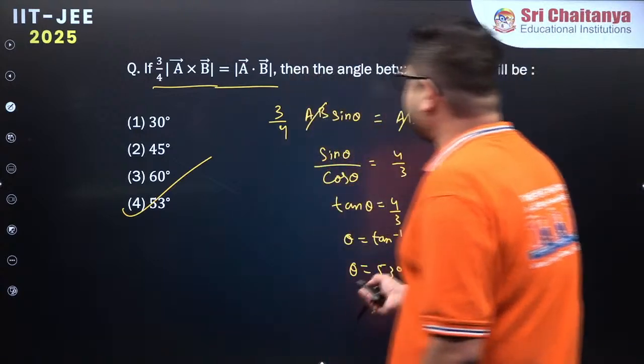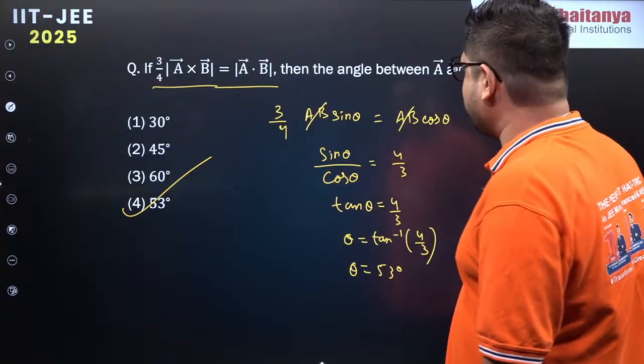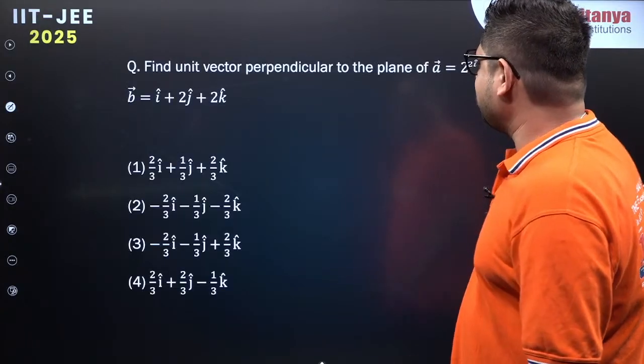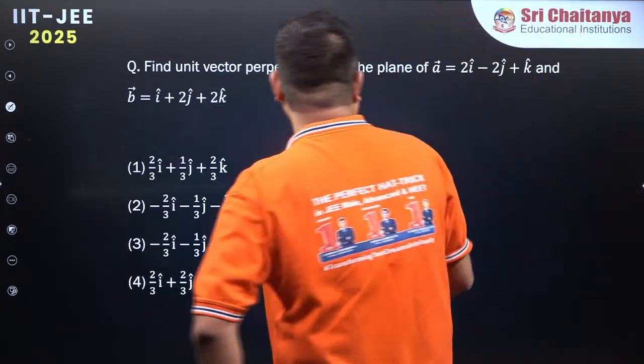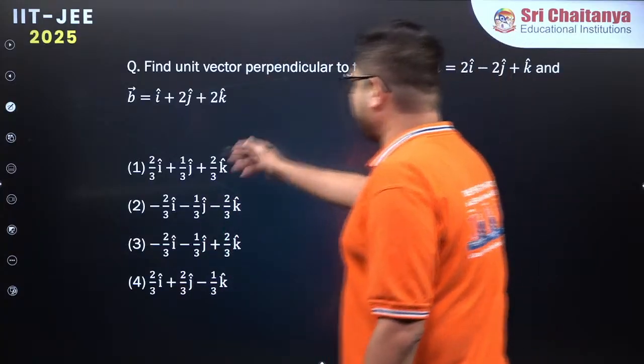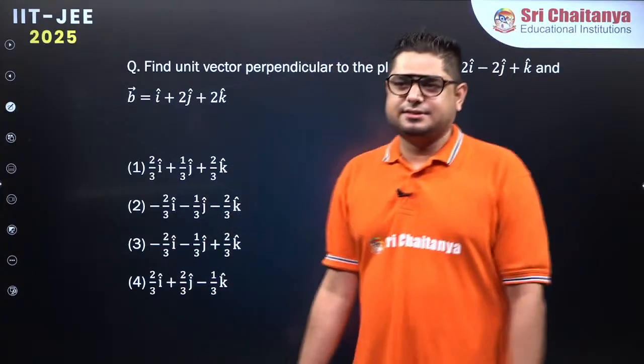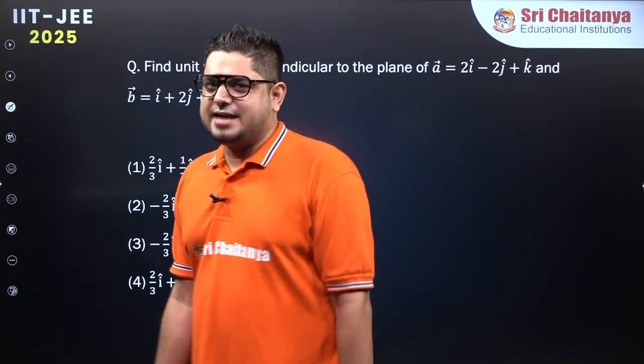So the next question over here is as follows. Are we ready for that? So there comes the next question. Find the unit vector perpendicular to the plane of A and B. So can you give me the answer to the question? I need an answer to this question, everyone.